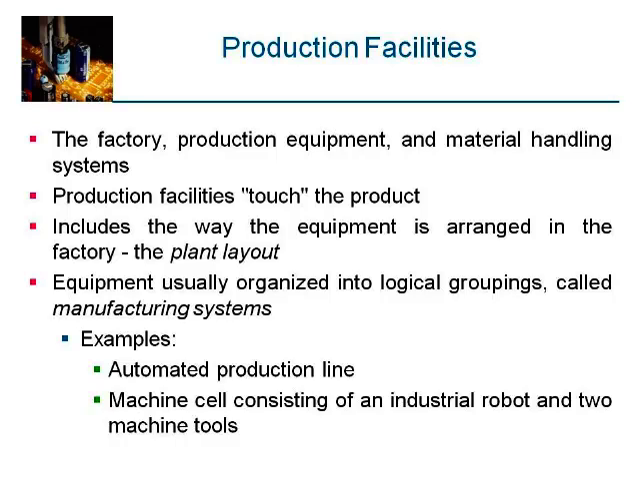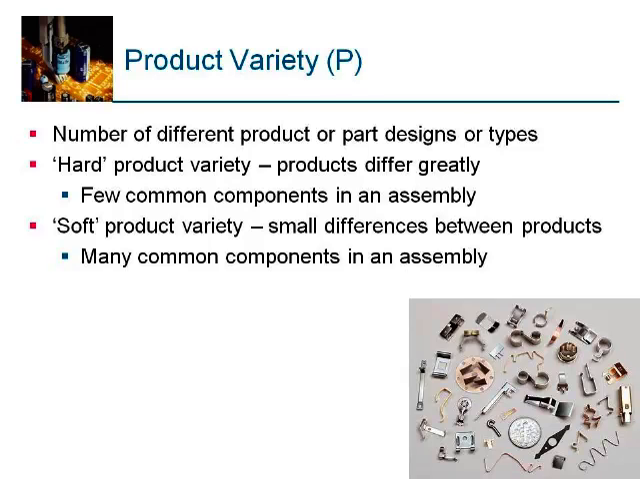Production facilities touch the product and include the way the equipment is arranged in the factory or plant layout. Equipment is usually organized into logical groupings called manufacturing systems. Examples: an automated production line, or a manufacturing cell consisting of an industrial robot or two machine tools. Product variety is the number of different products, product designs or types. Hard product variety: the products differ greatly, with few common components in an assembly. Soft product variety: small differences between products, with many common components and fewer different parts.